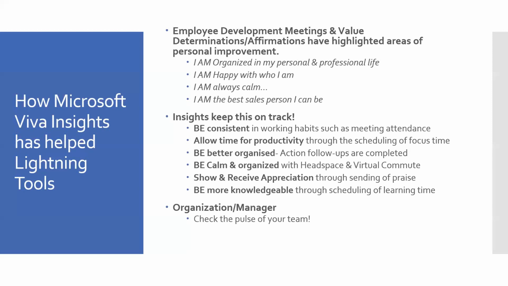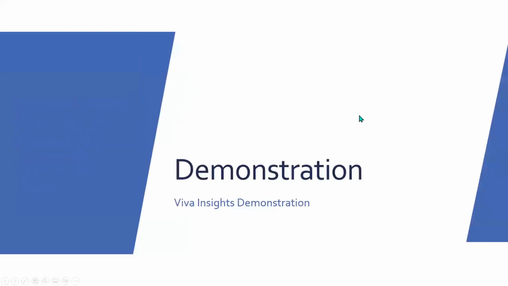If we're consistently turning up late for meetings, or we've got too many meetings in our schedule, it's going to highlight that for us. If we're not actually getting much productive time because we don't have any focus time in our calendar, it will highlight that too. So this is all the information that we can use to help people be more productive and better organized in their working day.